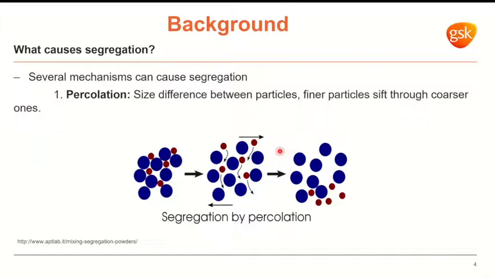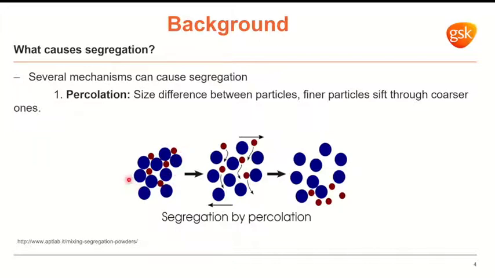So what exactly causes segregation? There are several mechanisms that can come into play and cause segregation. I'm going to take you through a couple of them. A detailed description of each one of them is beyond the scope of my presentation today. One mechanism that causes segregation is percolation. What happens during percolation is that size difference causes the finer particles to sift through the coarser ones.